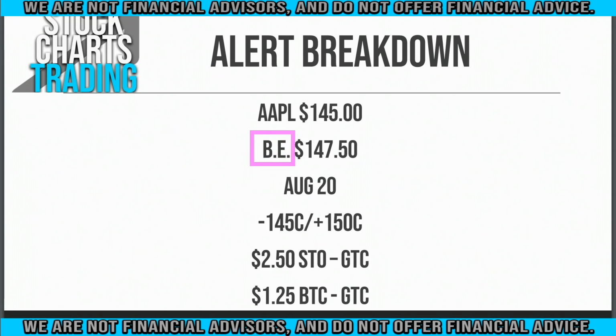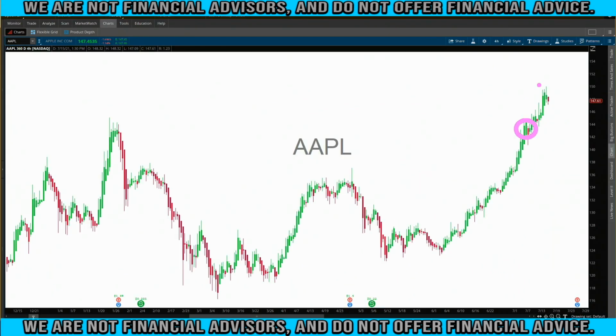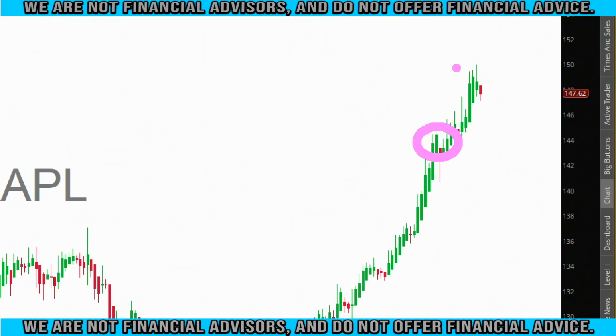Now about BE, which is break even. We're expecting all of these trades to go down. So when you see that the break even price is higher than the current stock price, that means you have extra protection. So remember when we said the stock price was at $145 when we were looking to enter into this trade. And since then it's gone higher, all the way up to $150.